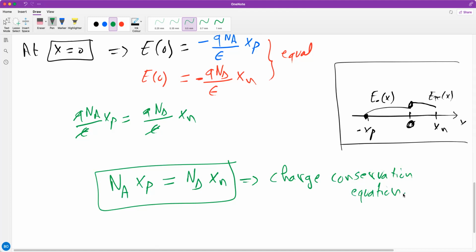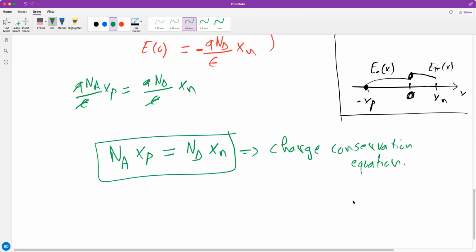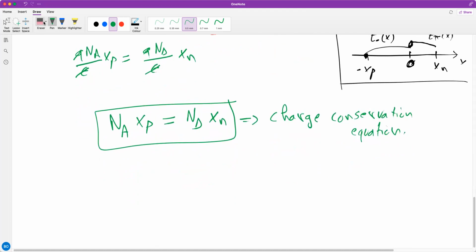Okay. Then, by the way, this is very fundamental. Many times you will be asked, for example, to say, okay, what is the ratio?